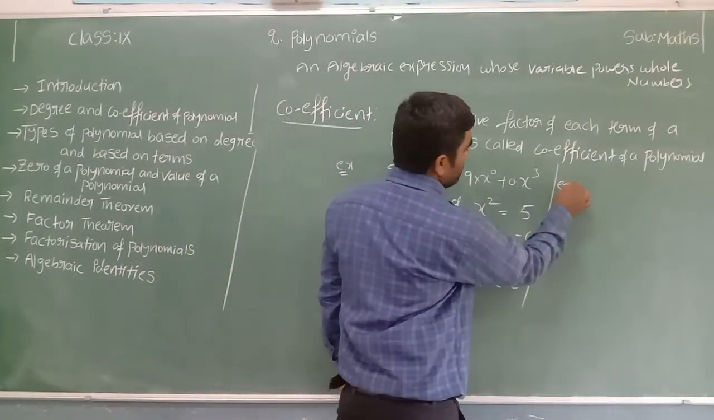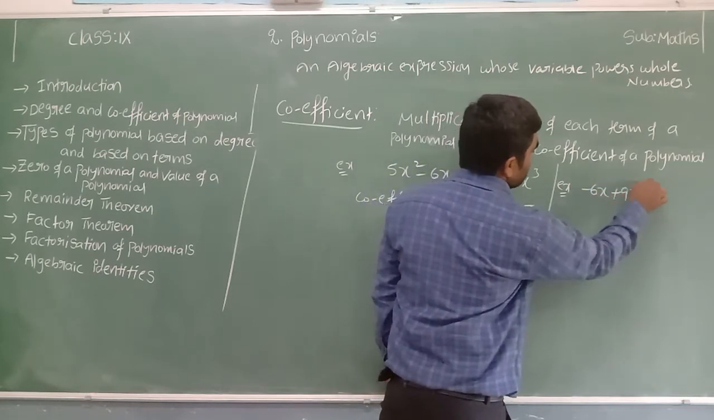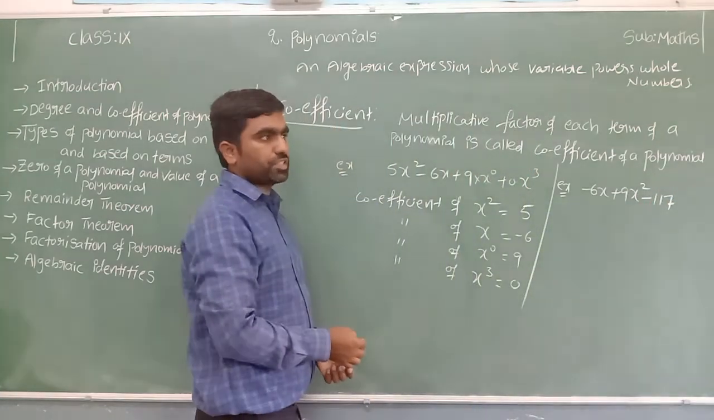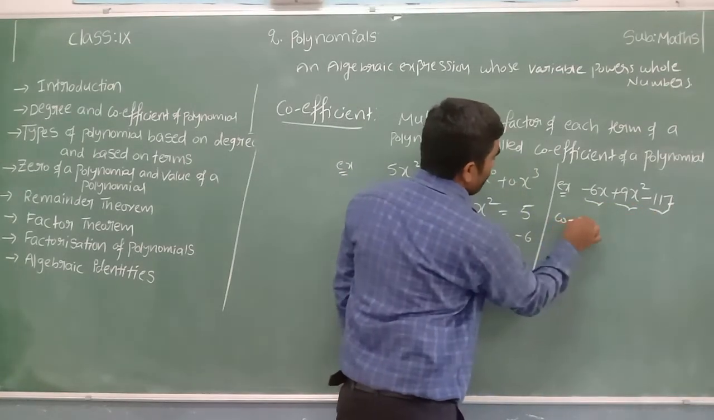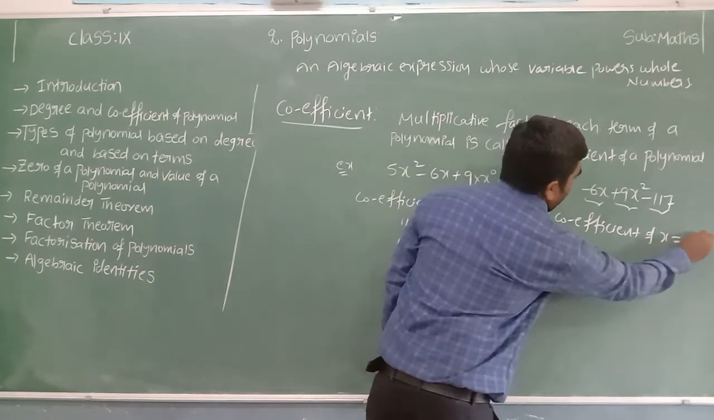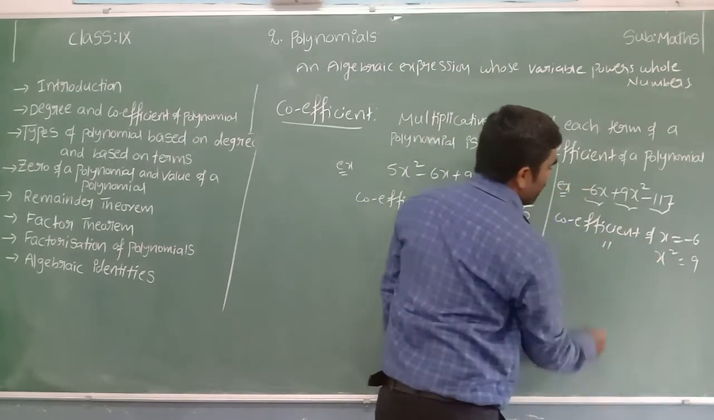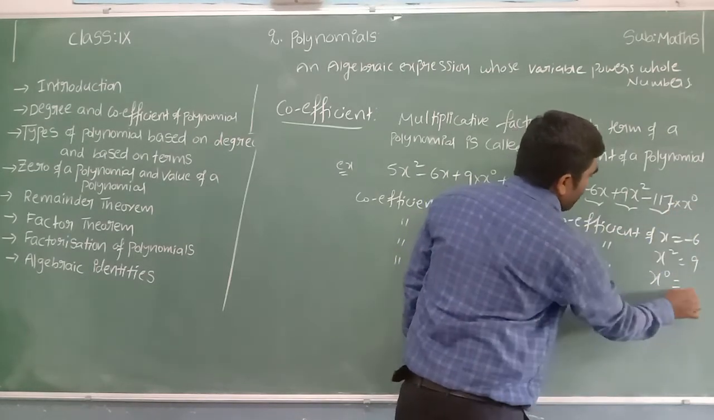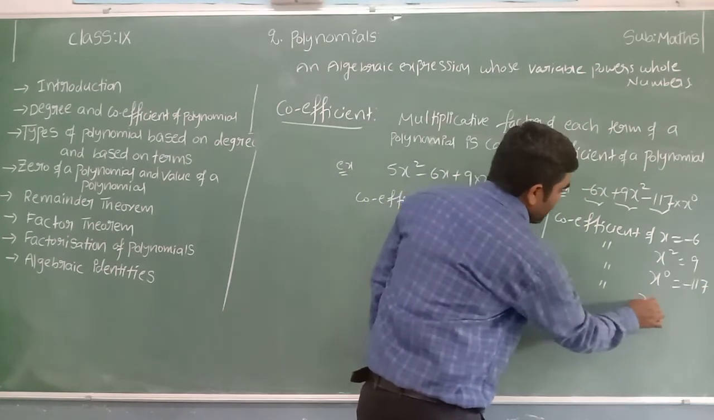Let me take another example. Minus 6x plus 9x square minus 117. Now tell me what is the coefficient of each term of the polynomial. Here I can see 3 terms. Yes, the coefficient of x is equal to minus 6. Similarly, the coefficient of x to the power of 2 is equal to 9. The coefficient of x to the power of 0 is equal to how much? We can write here into x to the power of 0. It is minus 117.